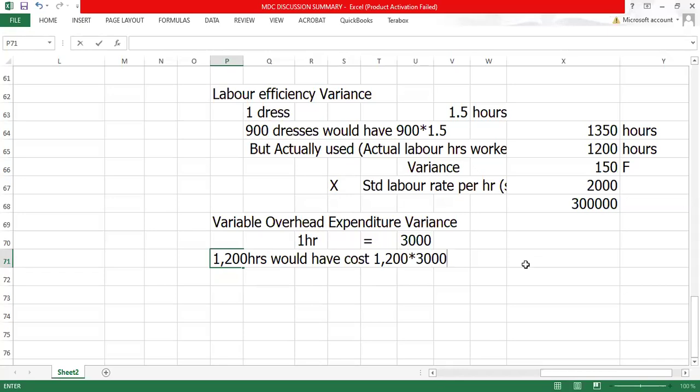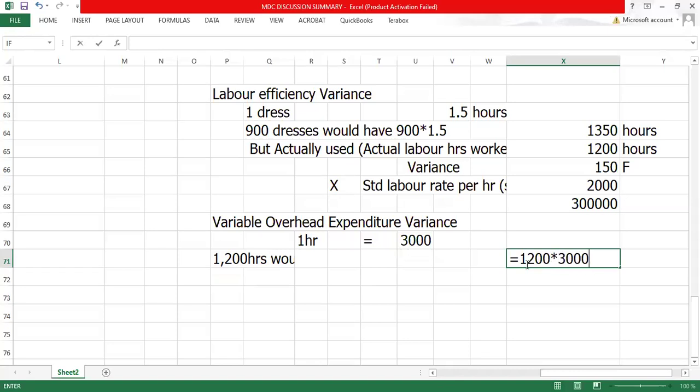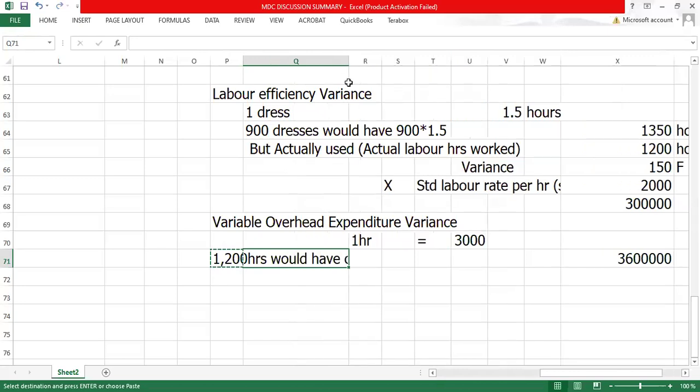Would have cost the company how much? 1,200 times 3,000. It would have cost the company that amount of money. That is according to the what? According to the budget.